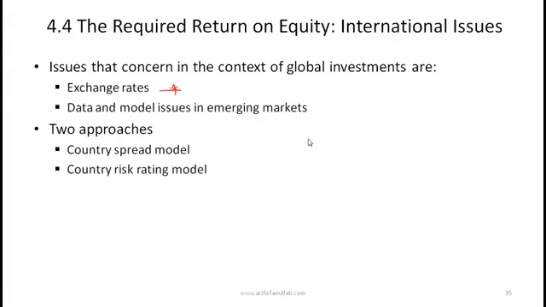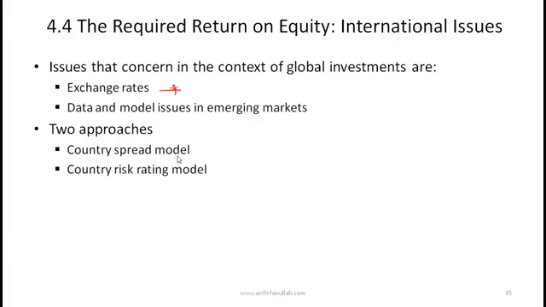So the larger point is that there are risks associated with international investing. If there is extra risk of investing in a developing country, what do you do? You add some sort of a risk premium, a country risk premium. There are two broad approaches to coming up with that country risk premium.